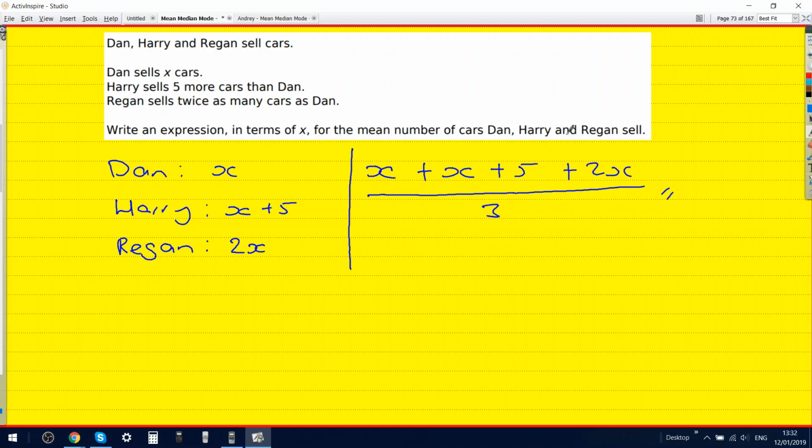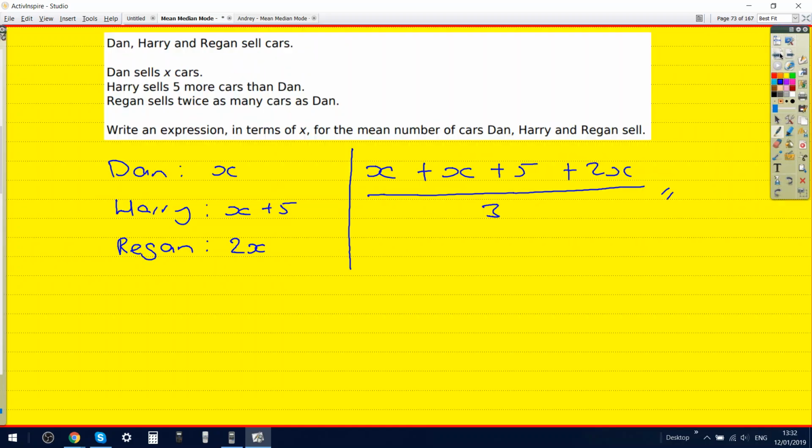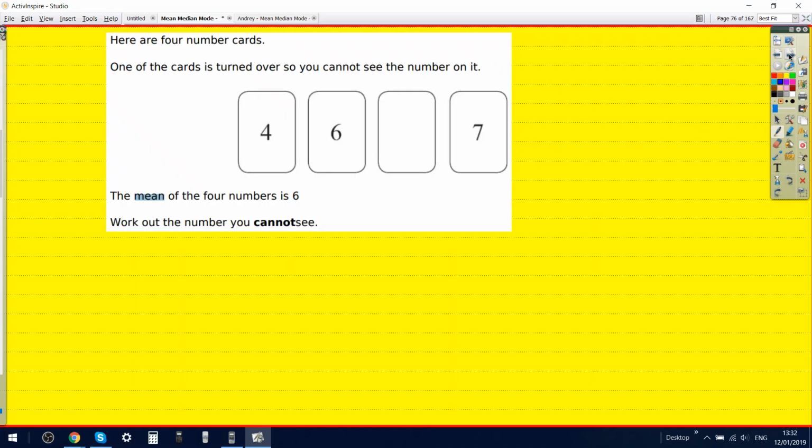So instead of it being a number, it's now just X. Like you can't get an answer. So an expression, is that just how you work it out? An expression is when there's no equal sign, so you can't get an answer for it. Okay, I can find the mean, 2 markers. I'd say in between a half and a tick. So it is tough stuff.